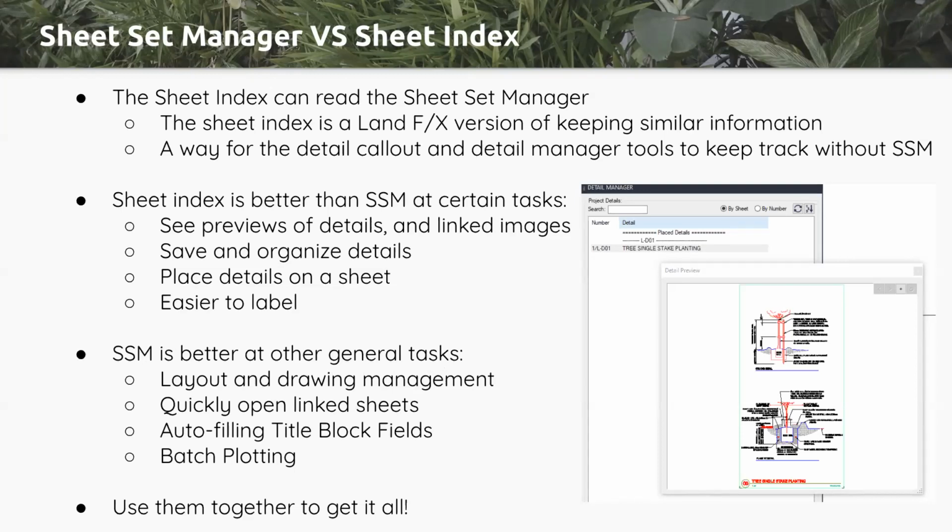Being able to quickly open linked sheets. You can open linked sheets in the Sheet Index with Land F/X, but I would say the controls in the Sheet Set Manager are easier for that particular function. Also, something that you can't get in the Sheet Index that you can only get in the Sheet Set Manager is the auto-filling of title block fields, and batch plotting is so much better. And it also helps in a few other things. So use them together to get all of those.